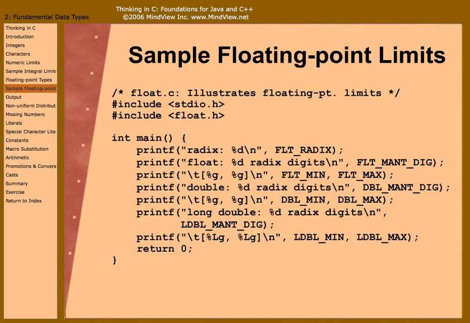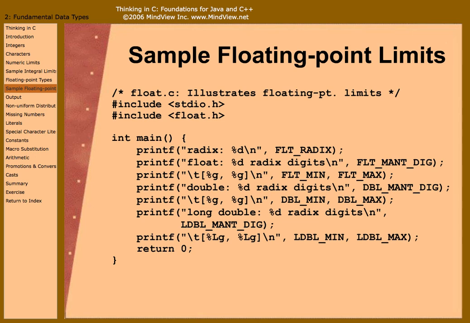So this sample program illustrates the floating point limits, some of them anyway. You may want to look up in your manual or actually search out the float.h header on your system and take a look at it. There's lots of definitions there. I'm just illustrating a few. For example, I'm printing out the radix. The radix is the base that is used for your scientific notation. When we do things by hand, we usually use base 10, but that's not what computers usually use. You'll find that a lot of them use 2.